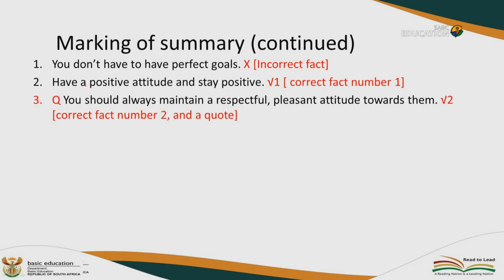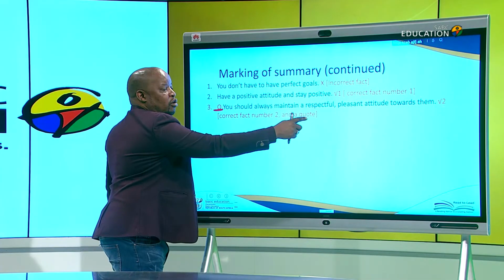Then look at 3. You should always maintain a respectful or pleasant attitude towards them. This Q indicates it's a quotation. This learner took it as it is: you should always maintain a respectful, pleasant attitude. Is this one correct, learners, or is this one wrong? Remember, even if you took it as it is, it is still a correct fact. That's why we have a tick there. And which fact is it? It's fact number 2. Correct fact number 2, but it is a quote.